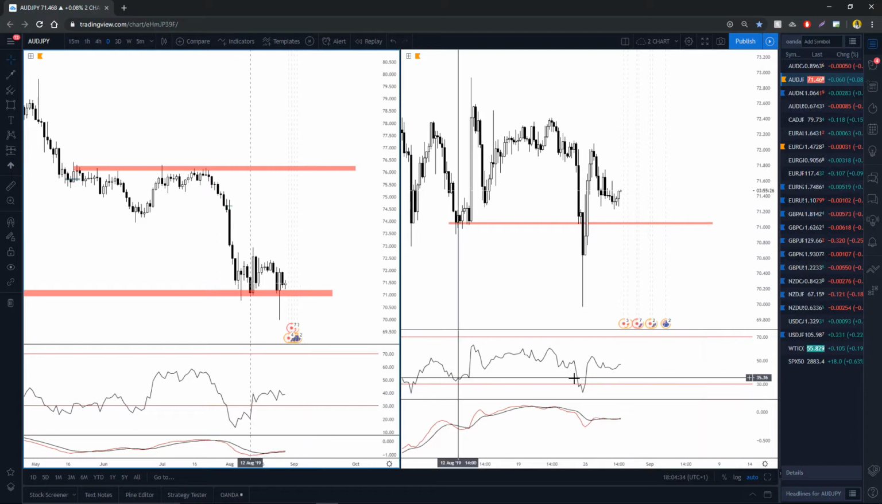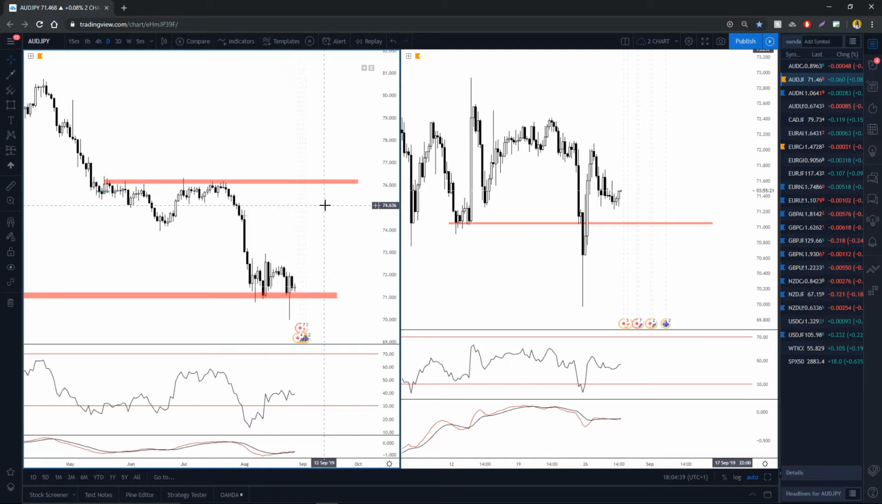You can see the daily oversold. There weren't any divergences there, but you do have the daily divergences, so if there is daily divergence, you can expect even bigger bounces than on a 4 hour.